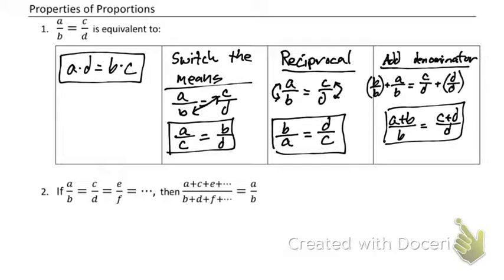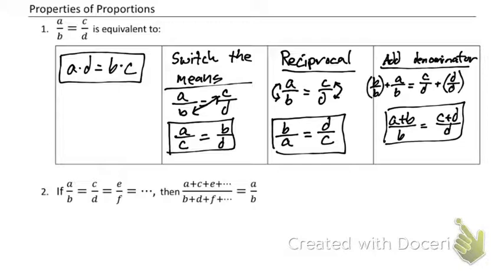All right, if I know that A over B equals C over D equals E over F, then A plus C plus E plus whatever, divided by B plus D plus F, so all of the denominators being added, it will equal what we started off with.